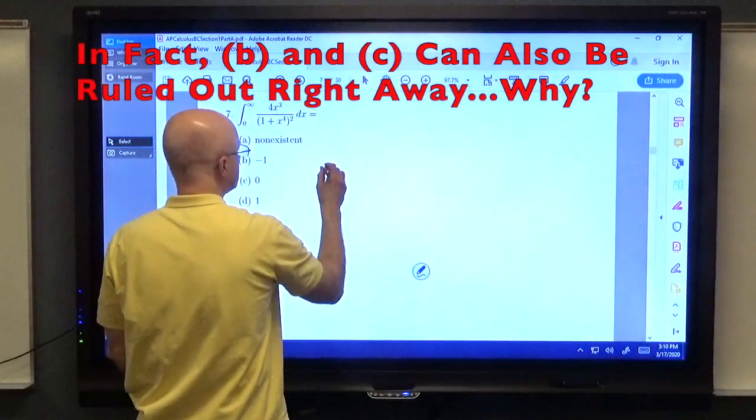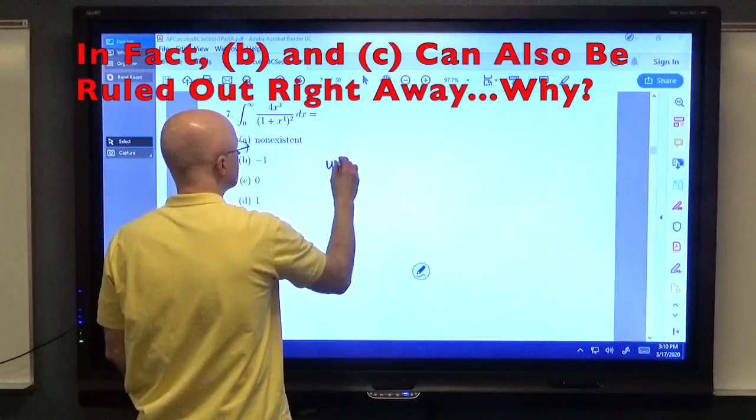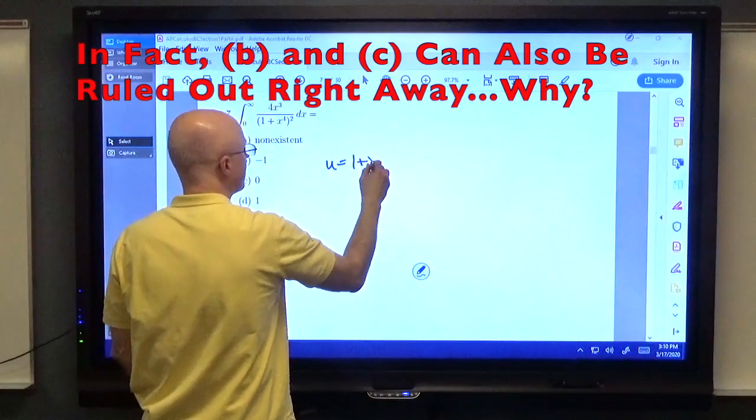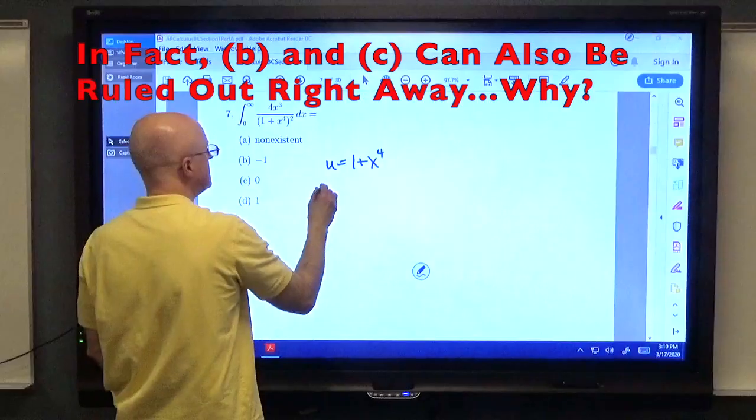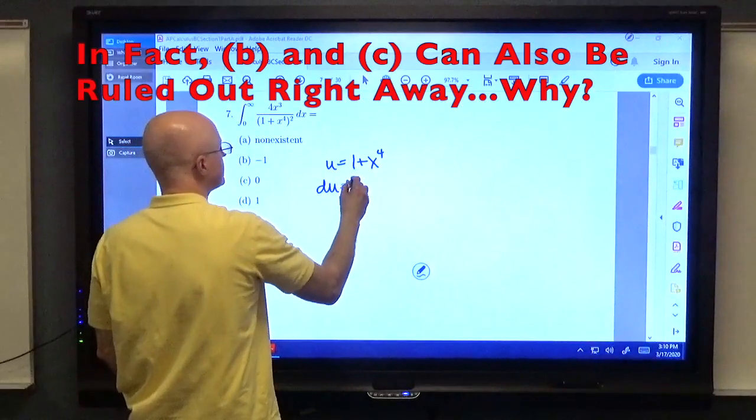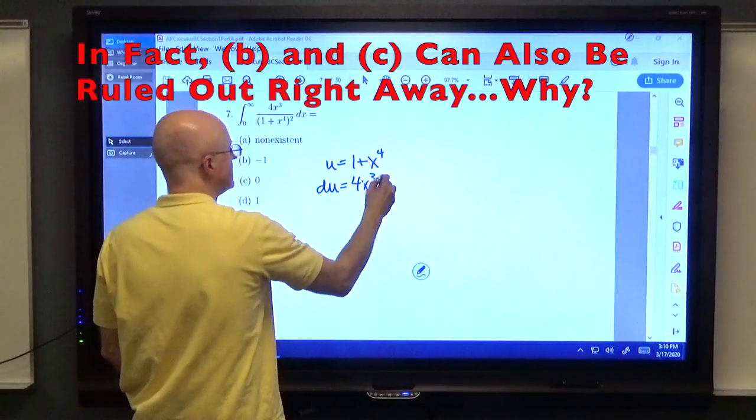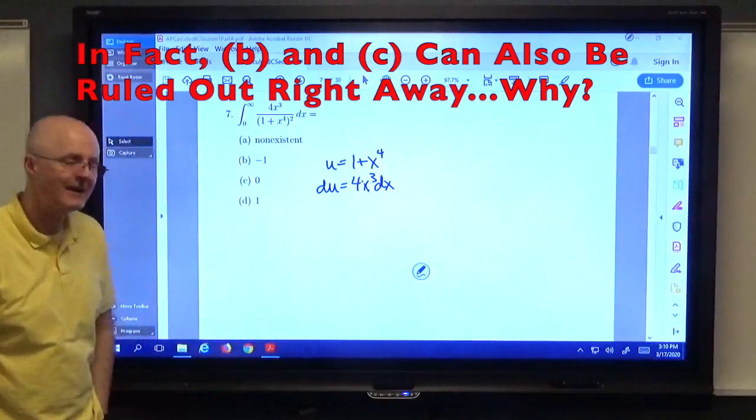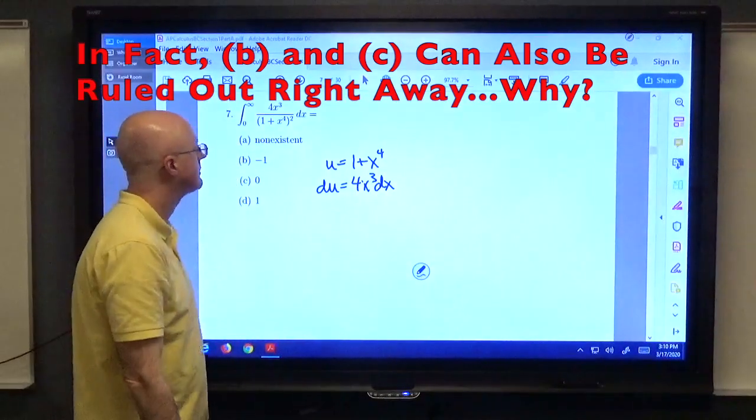You can do a substitution to help you do the integral. u equals 1 plus x to the fourth. That's really nice. It's set up so that du is sitting there right for you. It's 4x cubed dx. Okay? Because du dx would be 4x cubed.